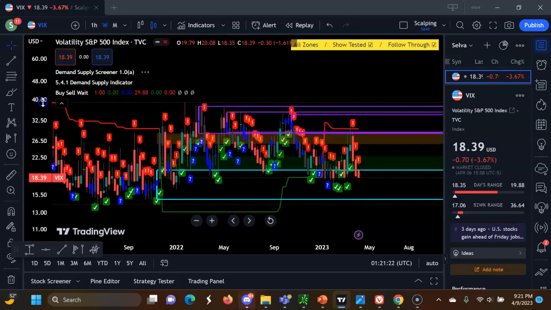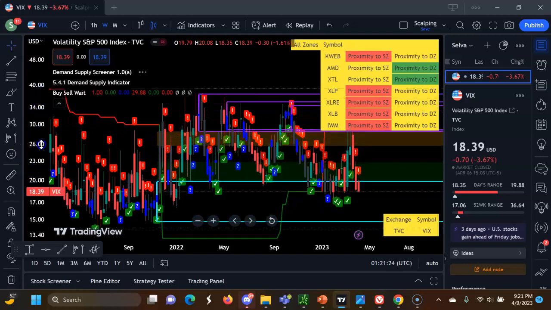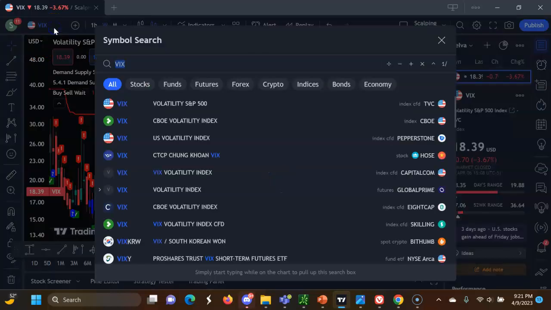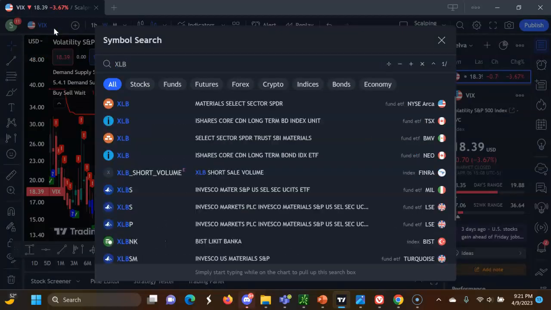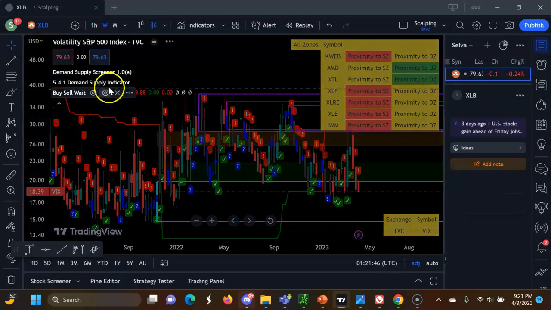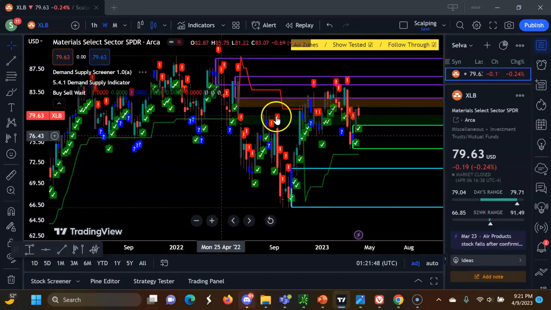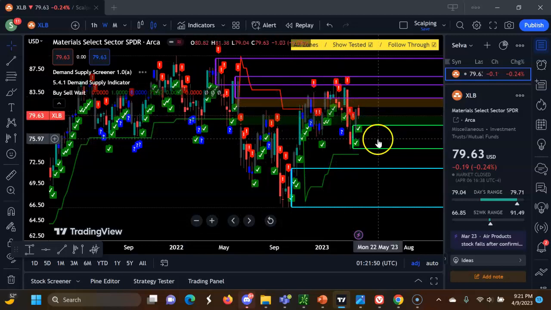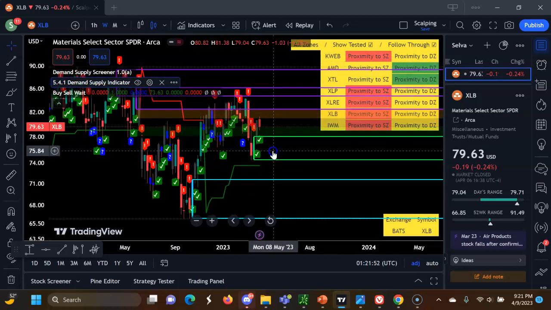Okay, now let me go to a weekly time frame. I'm seeing that these are the stocks which are at the, so let's say for example XLB, it's at a resistance zone, right? Support zone, supply zone. Okay, so now XLB, you can see here. Let me take this off.